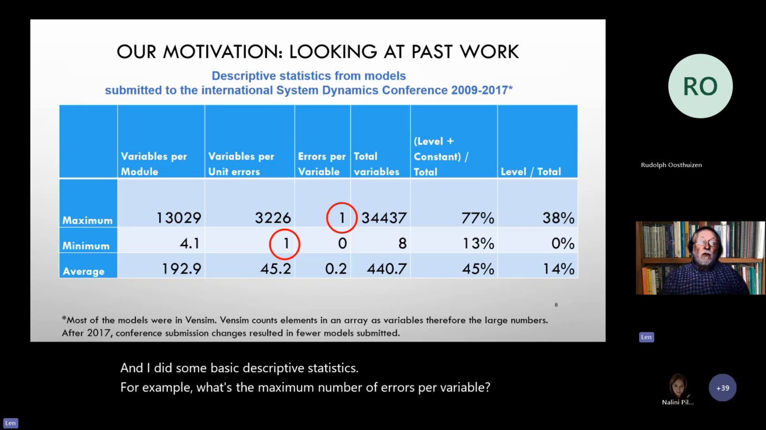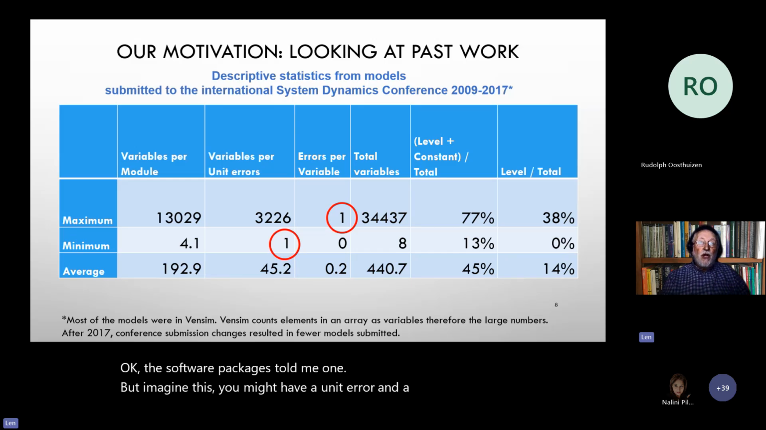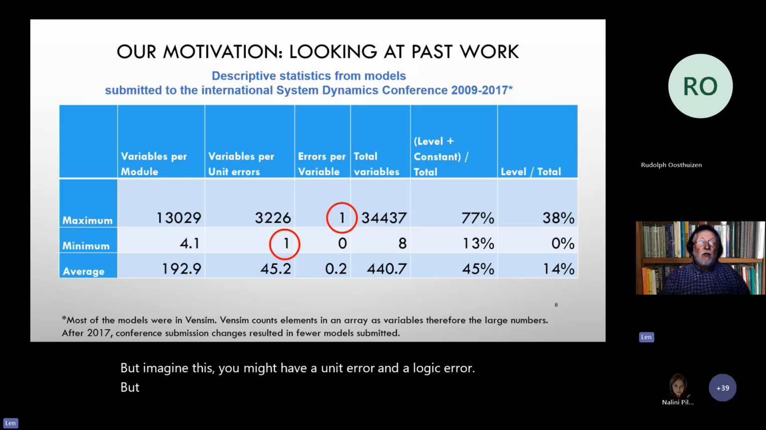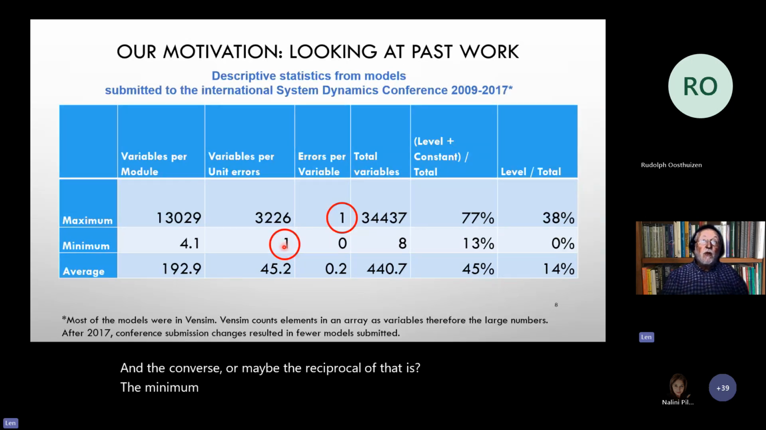Okay. The software packages told me one, but imagine this, you might have a unit error and a logic error, but the first check is for unit errors, and that's why the maximum is one. And the converse, or maybe the reciprocal of that, is the minimum number of variables per unit error is also obviously one. Let's go forward.